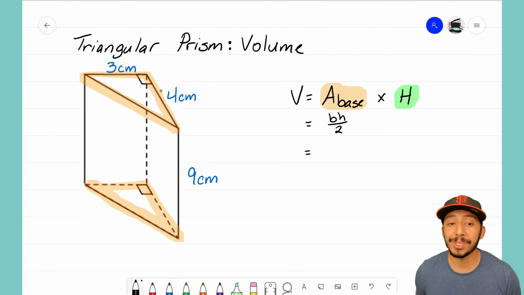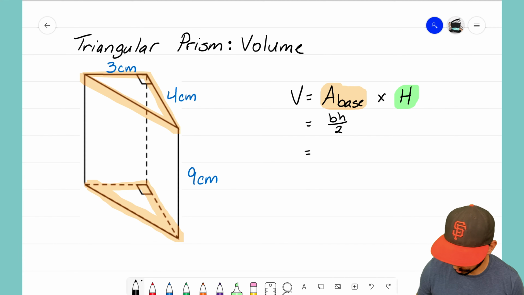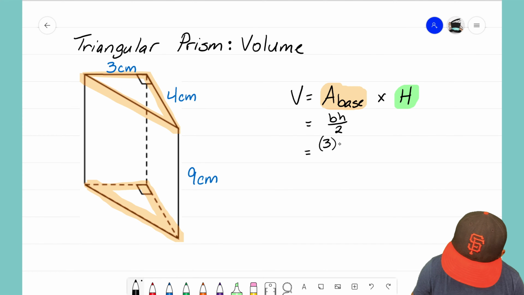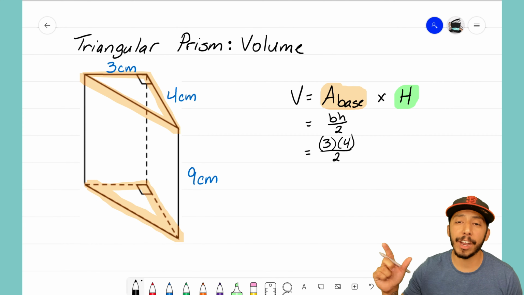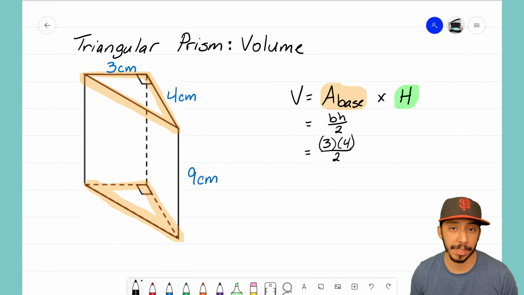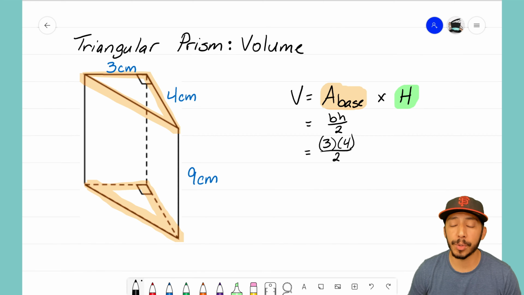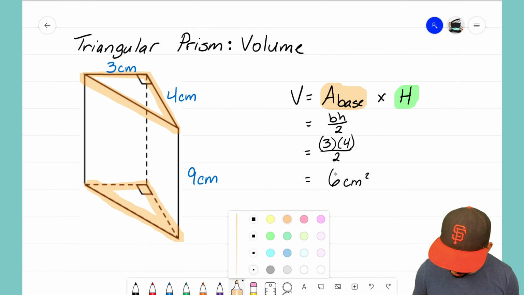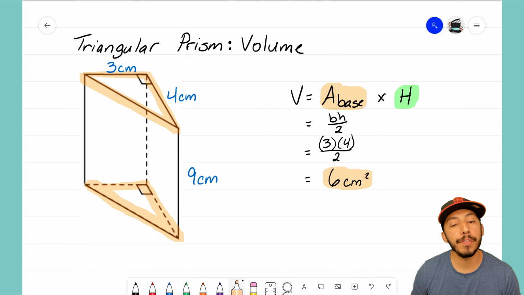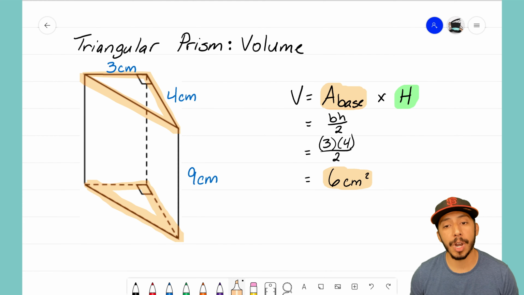Well, I just take those two numbers and I can plug them into my area formula. So I will take 3 and multiply it by 4, and then I will have to divide it by 2, because that is the area formula for a triangle, okay? We're trying to find the area of the triangle, so we have to use the area formula: base times height divided by 2. Well, I'm looking there and I see 3 times 4 in the numerator. 3 times 4 makes 12. Divided by 2 is going to leave us with 6 centimeters squared. So that right there is the area for our triangle, our base triangle.